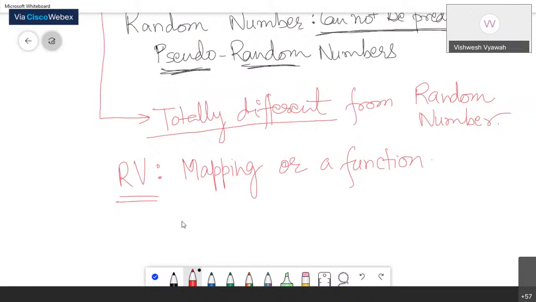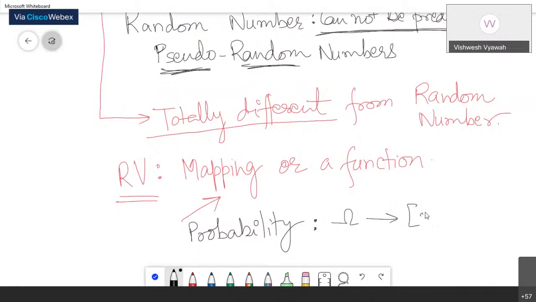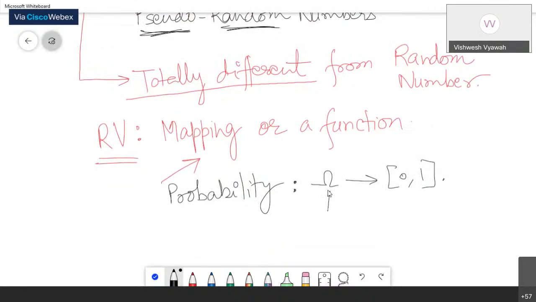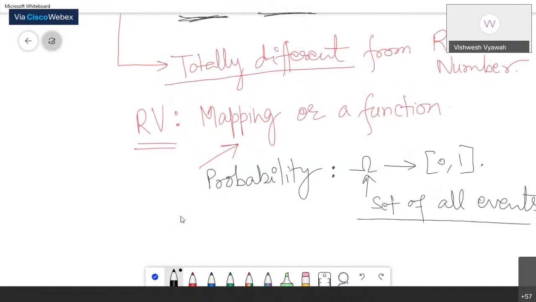Now, already we have introduced one mapping as probability. What is probability? Probability is a mapping from your sigma to this interval 0, 1 on the real line. Now what is this sigma? Sigma is the set of all events. Agreed.